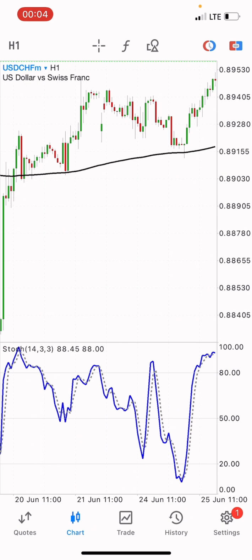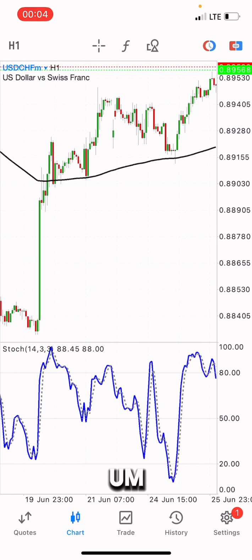So we will now start looking for the two consecutive lows once price crosses above the moving average. This was the first low and this was the second low.